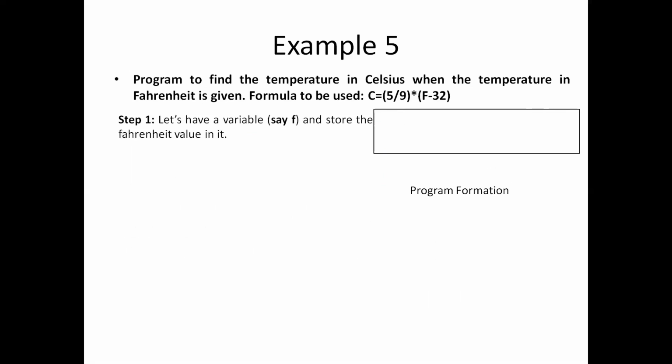So how are we going to do this? We are going to first take a variable, say f, and store the Fahrenheit value in it. So let me take the Fahrenheit value as 80. So I write f equal to 80 in my program, and now I am going to calculate the value of C by using the above formula.